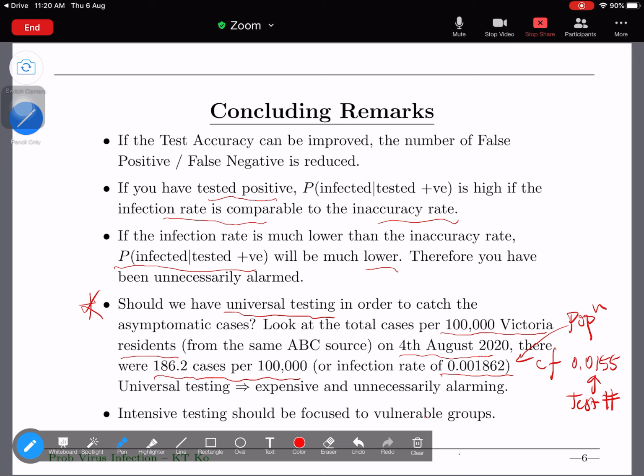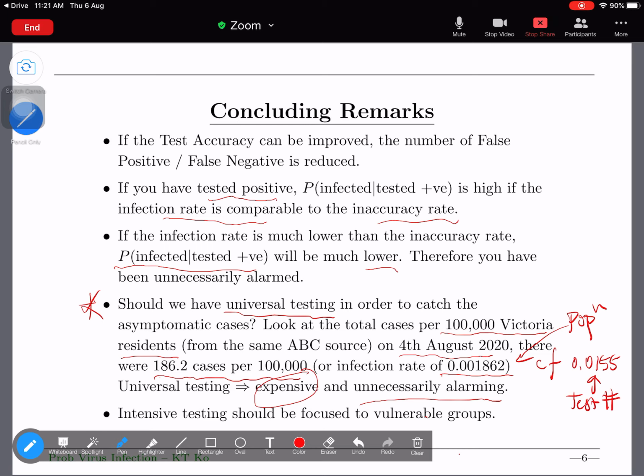Now, if you do 100,000 people testing, then what you will find, if the inaccuracy cannot be improved, is that many people who have tested positive are false positive. So universal testing is not only expensive, but is unnecessarily alarming.